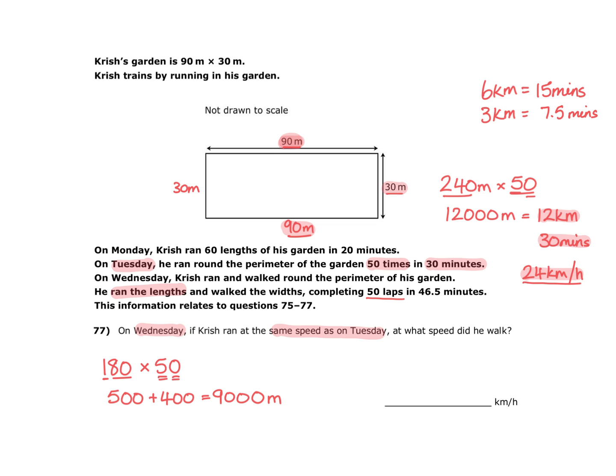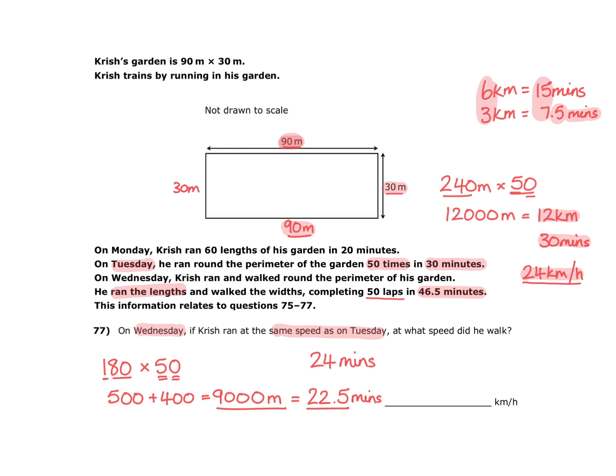So as you can see, 9 kilometres would take a total of 22.5 minutes. So that 9,000 metres or 9 kilometres would take Krish 22.5 minutes. We know that the total amount of time he spent was 46.5 minutes. So if I subtract 22.5 from 46.5, then I'm left with 24 minutes.